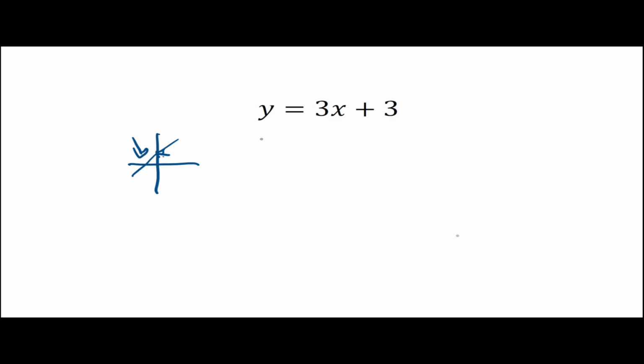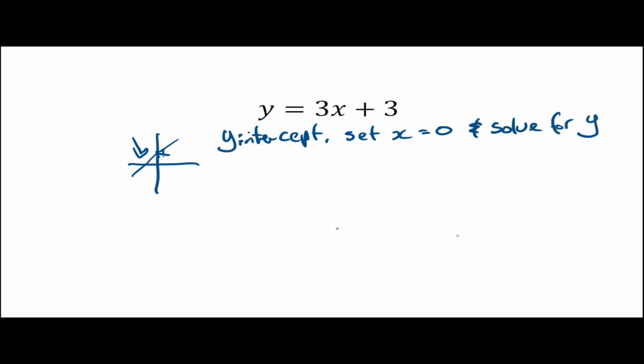Well, I'm going to give you the rule. To find the y-intercept, we set x equal to 0 and solve for y. And conversely, to find the x-intercept, we just do the opposite. We set y equal to 0 and solve for x.